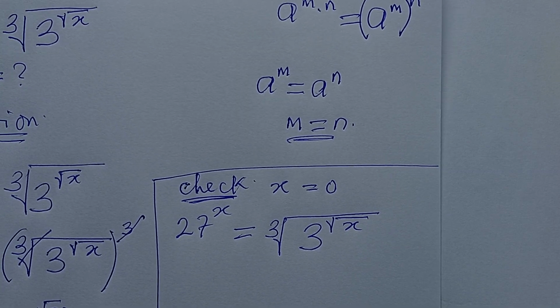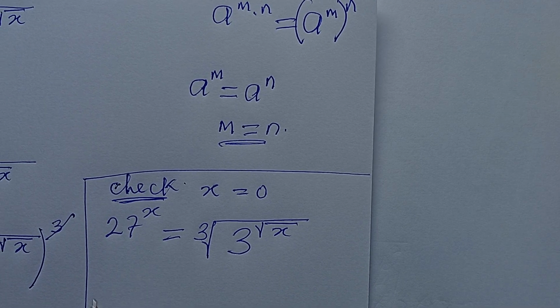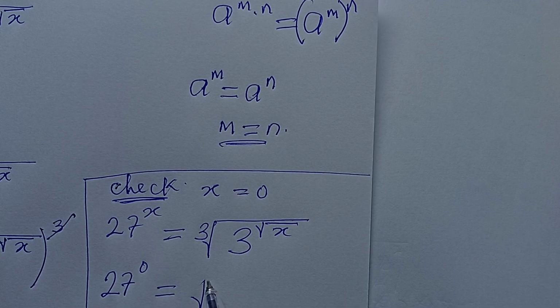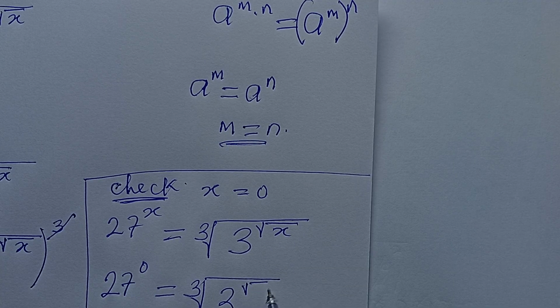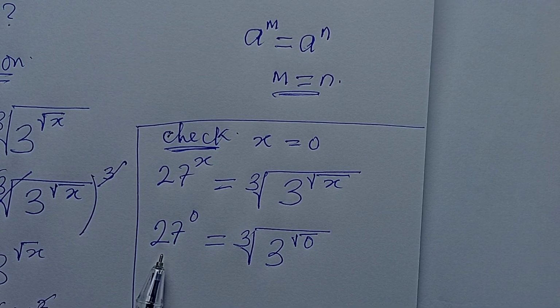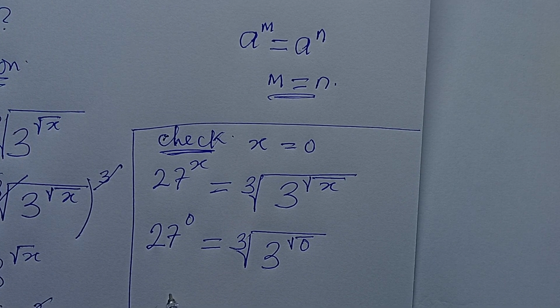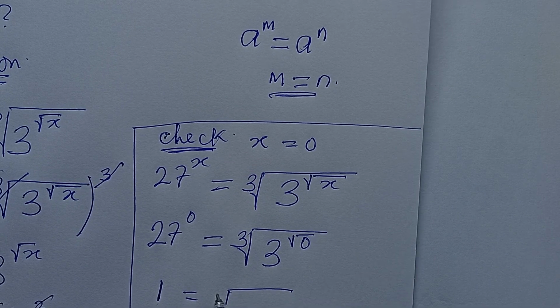All right, so let's take our check here. From here, wherever we see x, we are putting 0 in there. And so this is going to give us 27 to the power of 0 is equal to the cube root of 3 to the power of the square root of 0. We know that any number raised to the power of 0 will give us 1 except 0 itself. And so this is going to give us 1 will now be equal to the cube root of 3. The square root of 0 will also give us 0.